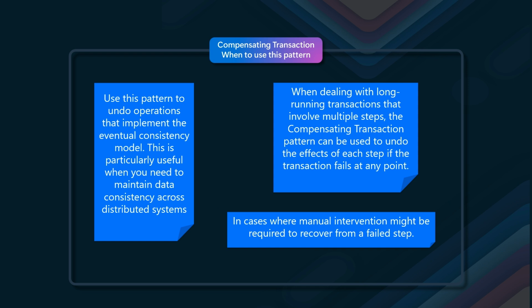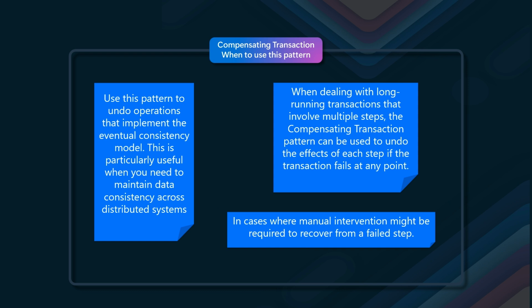So the compensating transaction pattern should be used in the following scenarios: undoing operations and eventual consistency models. Use this pattern to undo operations that implement the eventual consistency model. This is particularly useful if you need to maintain data consistency across distributed systems.